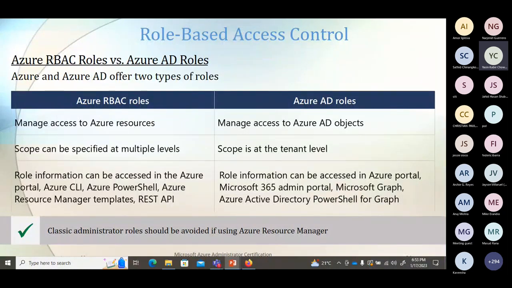Role information can be accessed. These Azure RBAC roles you can access from the Azure Portal, Azure CLI, Azure PowerShell, Azure Resource Manager template, ARM, what we call, and REST API. But for Azure AD roles information, you can use the Azure Portal, Microsoft 365 Admin Portal, Microsoft Graph, Azure Active Directory PowerShell for Graph. These are the differences between Azure RBAC roles and Azure AD roles.